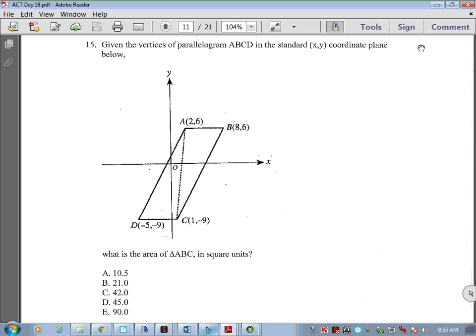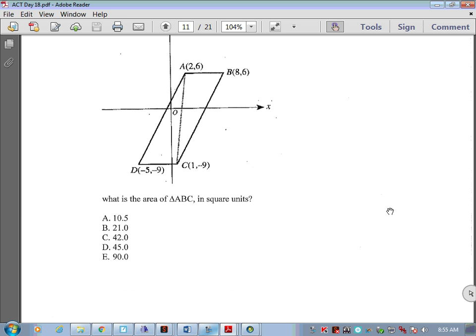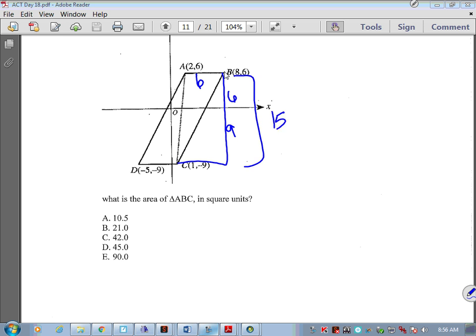Okay, 15. What's the area of triangle ABC in square units? Here I'm finding length. The length from x to x is 6. And then the altitude is going from -9 to 6. So from here to here is 9, and from there to there is 6. So my altitude is 15. So I'm taking 6 times 15. And 6 times 15 is 90, because it's still the area of a parallelogram.